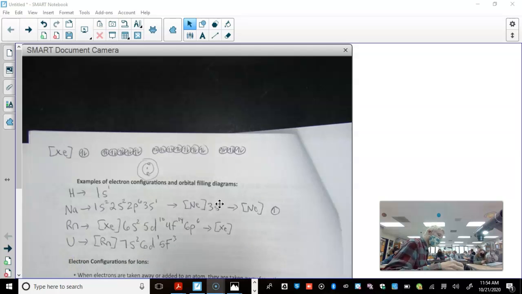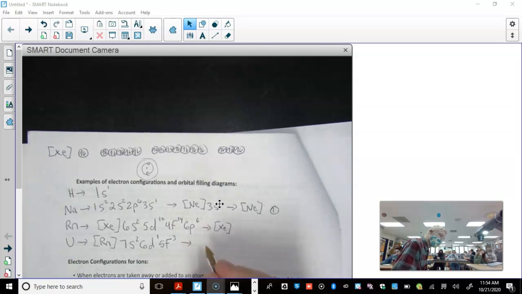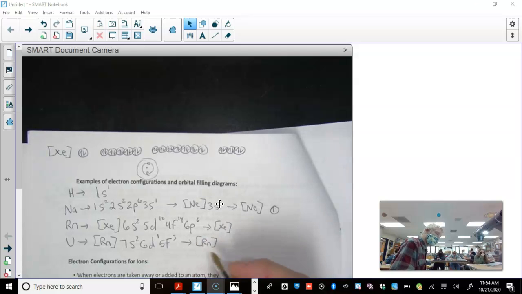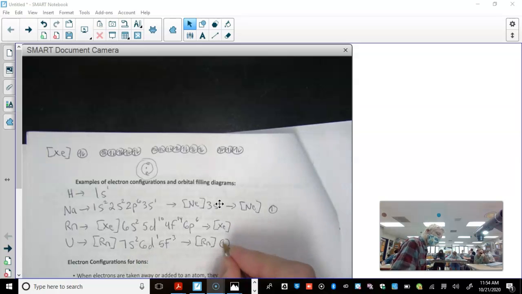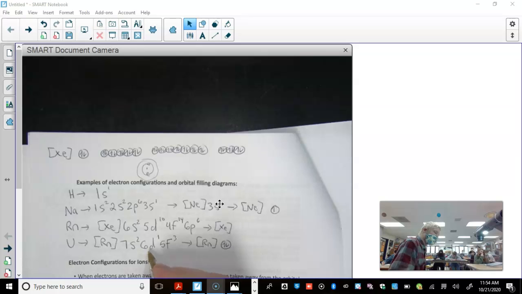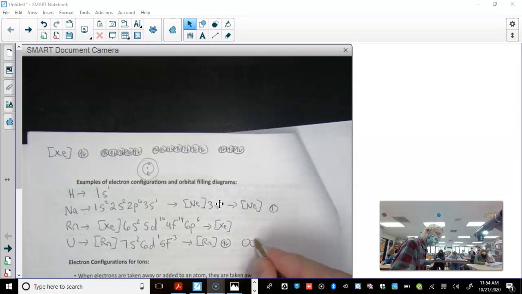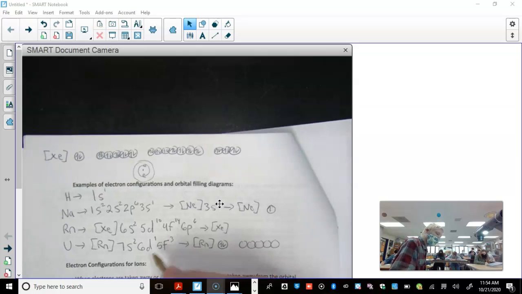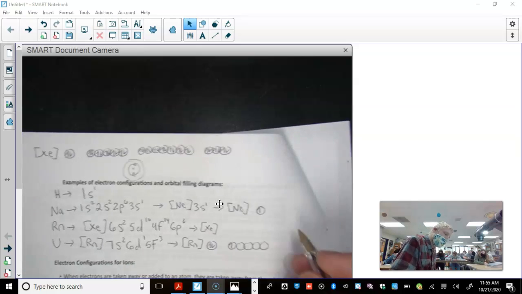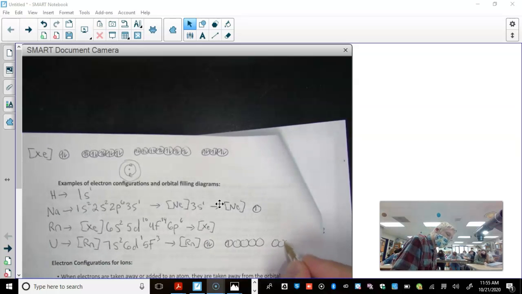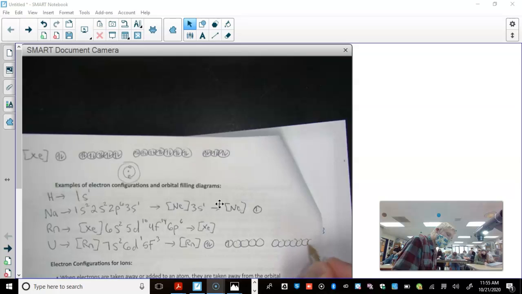Doing uranium, I think yeah, let's squeeze it in right here. We got radon, 7s2, S is 1 circle. There's 2 electrons. D is how many circles? 5 circles. And there's just 1 electron there. Fill in the first one. And should I squeeze this one in? Yeah, let's try it. 1, 2, 3, 4, 5, 6, 7.